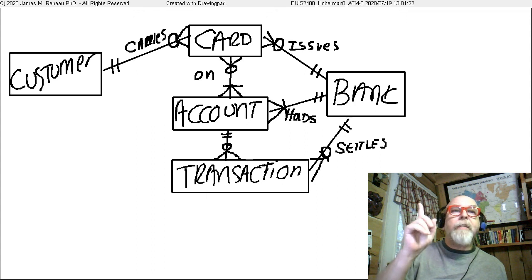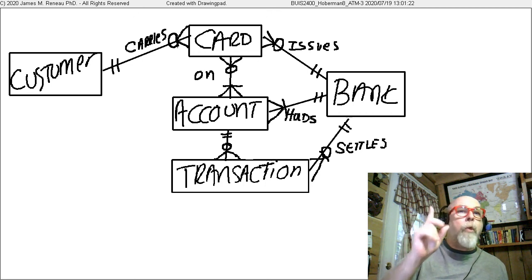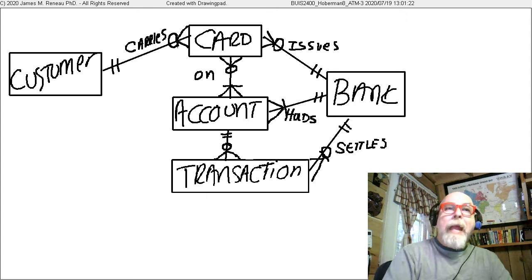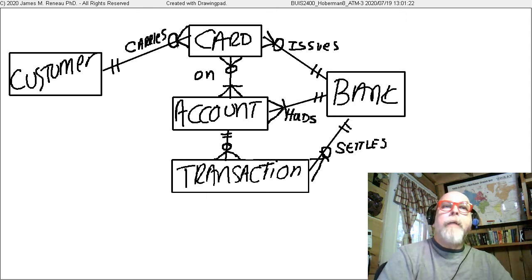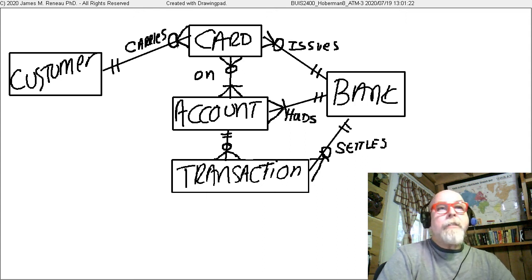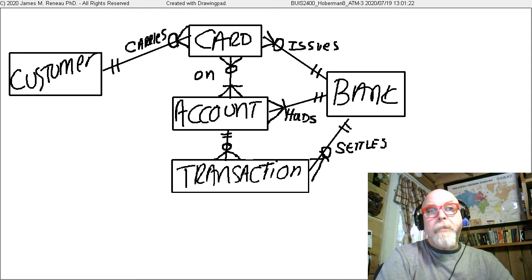So I have carries. Now, can a customer carry 0 cards? Yes. Can a customer carry 0 or more cards? Well, yeah, I've got several ATM cards. A couple with the same bank because one of them's for my business, one of them's my personal card. And so, yeah, a customer can carry 0 or more cards, and a card has to be issued to one and only one customer.